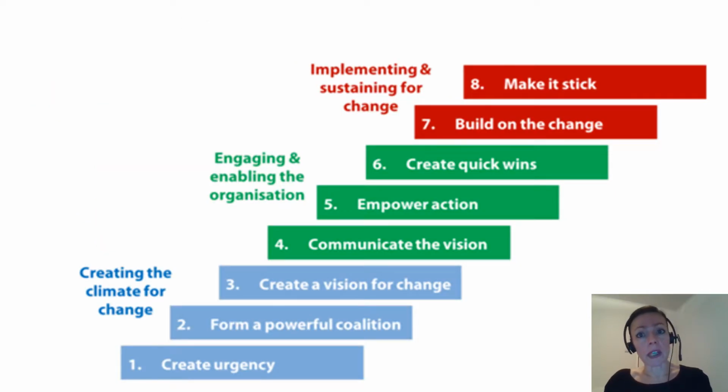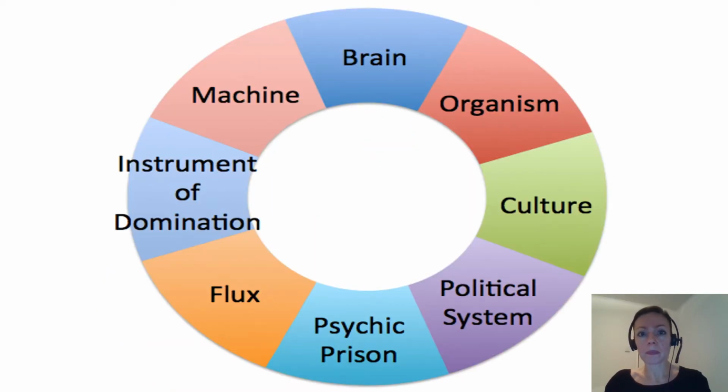Kotter has developed a linear 8-step model which includes critical factors for creating the climate for change, engaging and enabling the organization, and finally implementing and sustaining the changes. With the help of suggested actions, the common pitfalls should be avoided.